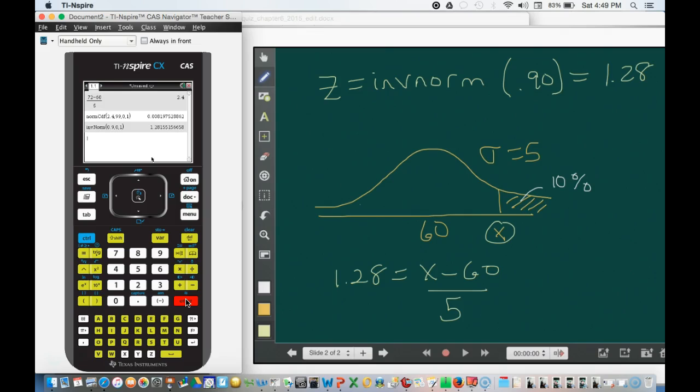Hope this helps, and when you get stuck, check out these videos to remind you how to use NormalCdf to find percents and inverse norm to find z-scores.